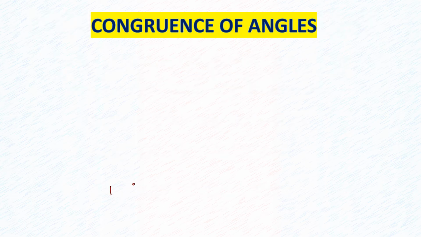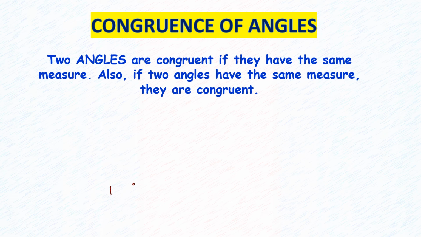Now let us learn about the congruence of angles. अब angles कब होंगे? When will the angles cover each other exactly and completely? Same method. When they are of the same measure. अब angles में क्या होता है? Measure ही होता है ना? तो right, when they are of the same measure. So two angles are congruent if they have the same measure. दोनों का अगर measure same हो, अगर दोनों का angle same हो.